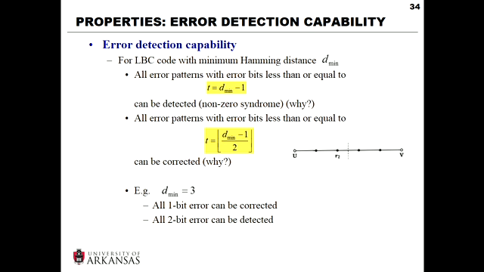For example, in the example we saw in the previous section, we found that d-min equals 3, which means all 1-bit errors can be corrected and all 2-bit errors can be detected. If there's a 1-bit error, it's guaranteed that we can detect it and correct it. And if there are 2 bits of error, we can detect it.